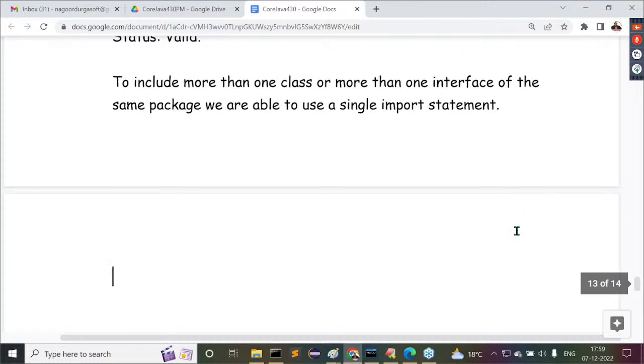What is that example? import java.io.star. That means the star is representing what? All classes and interfaces from java.io. That means one import statement is sufficient to use hundreds of classes and hundreds of interfaces from the java.io package. Are you getting it or not, guys?